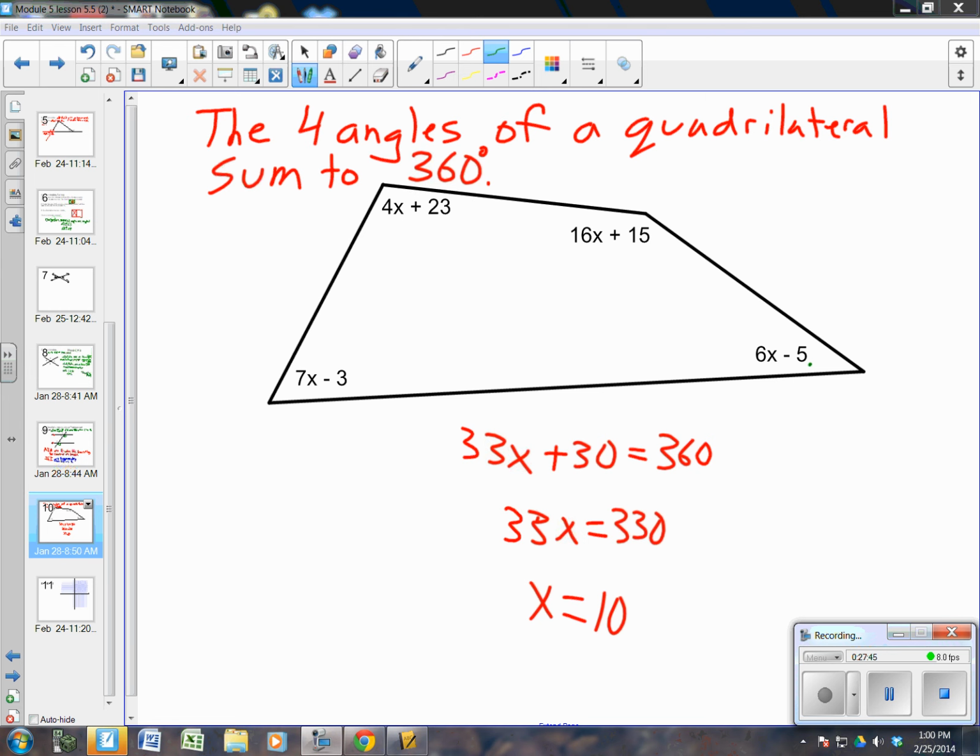7 times 10 is 70, minus 3 is 67 degrees. 4 times 10 is 40, plus 23 is 63 degrees. 10 times 16 is 160, plus 15 is 175 degrees. 60 minus 5 is 55 degrees. Did anybody check to see if those add up to 360? Good job. All right. Good job.